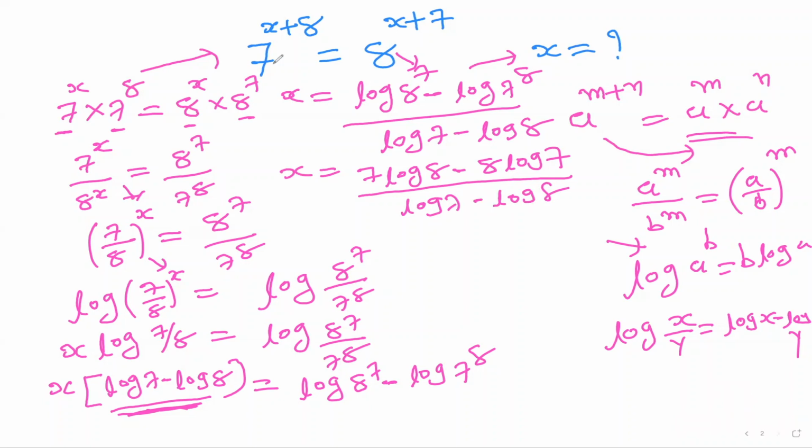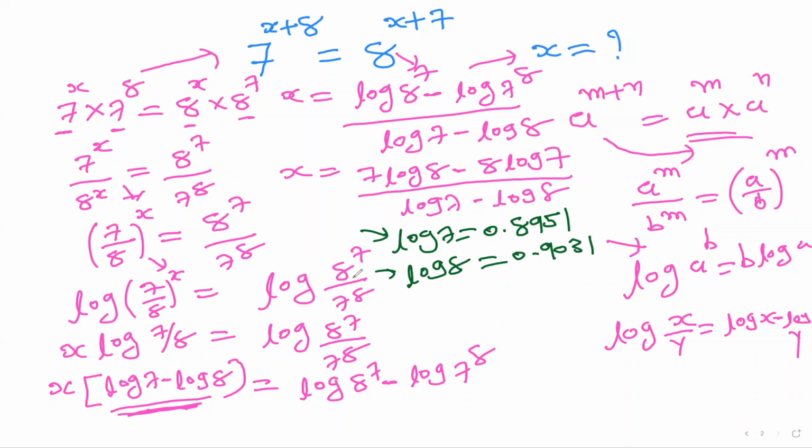Now, let us say log 7 and log 8. If you put them on a calculator, or in a log table, you can find them out. So log 7 value to 4 decimal places is 0.8951, and log 8 value is 0.9031. You can get these answers either from a calculator or from your log table as well.